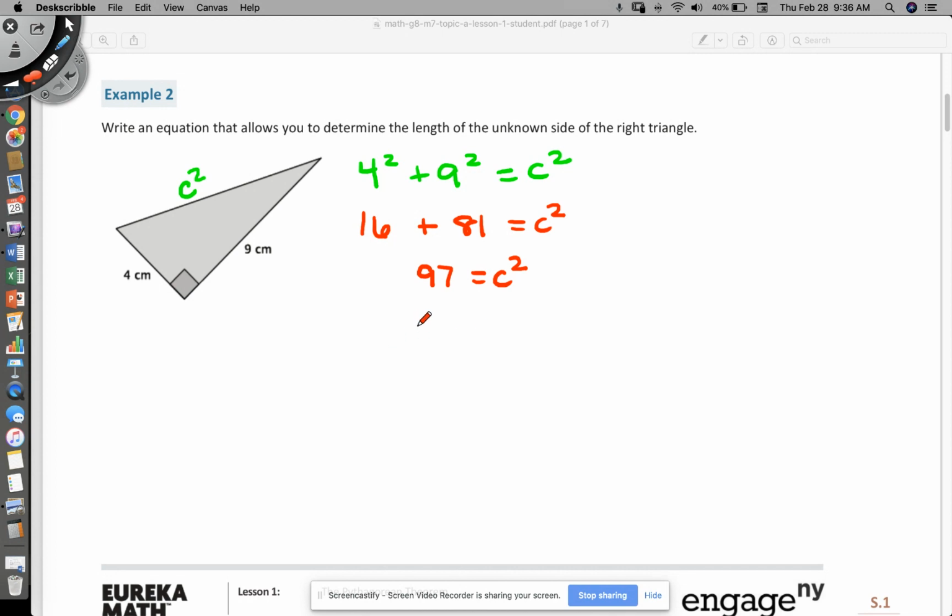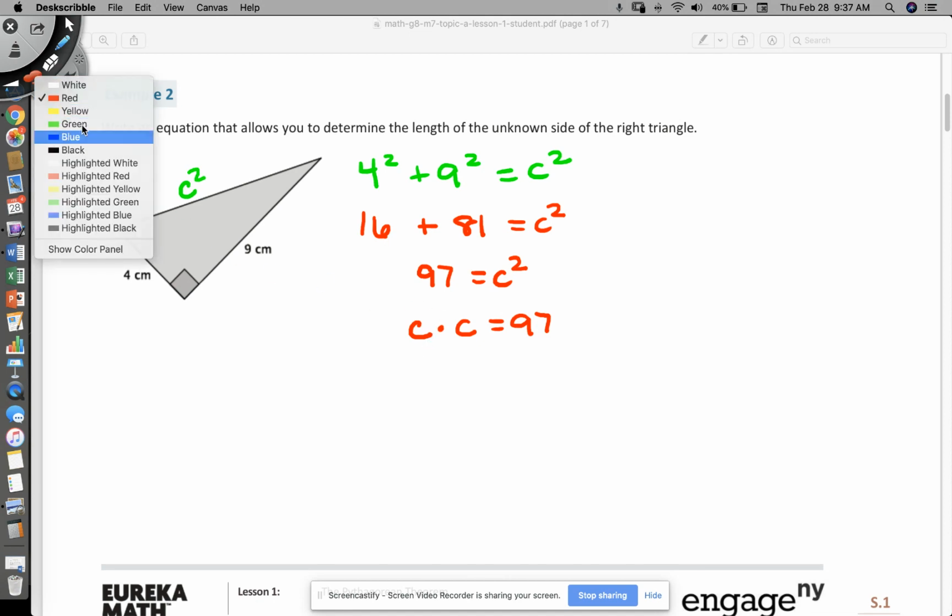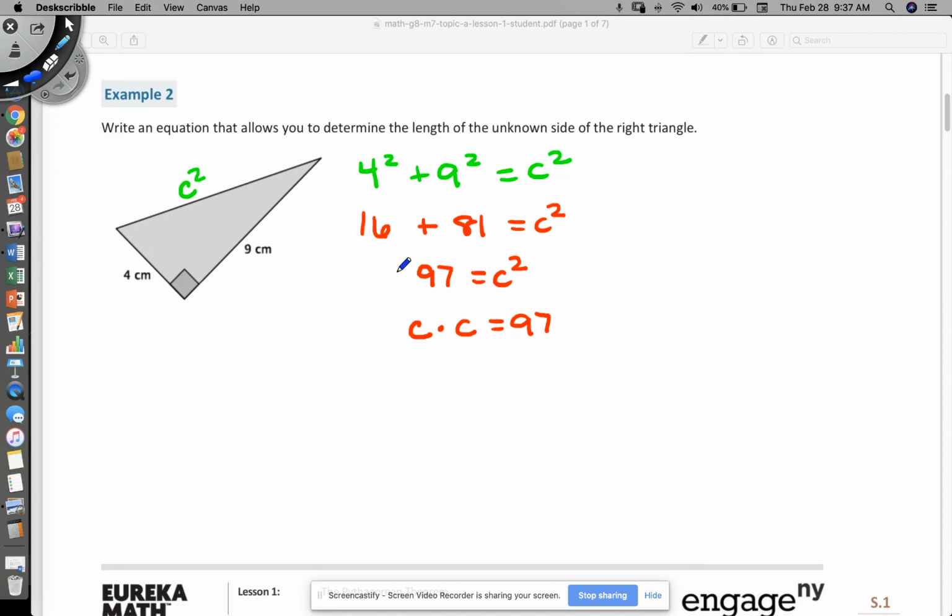Now this is saying C times C gives me 97. Well, what are my two C's? I can tell you right now, this is what we call not a perfect square. Nothing can go perfectly into 97. So what you want to think of is what numbers closest to 97 could work.